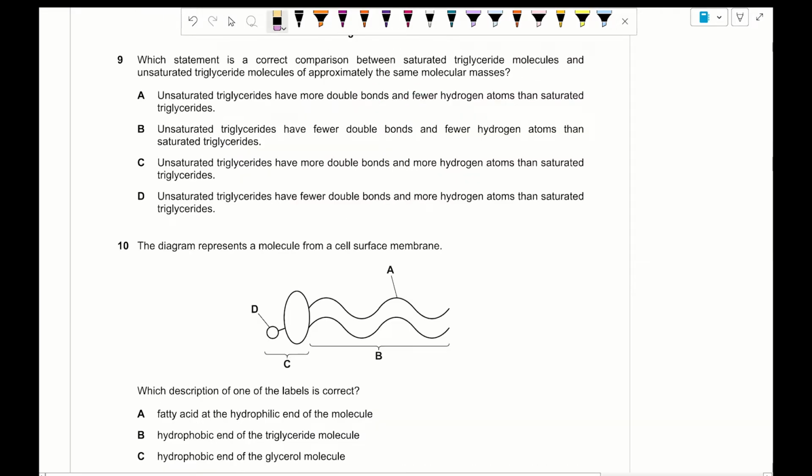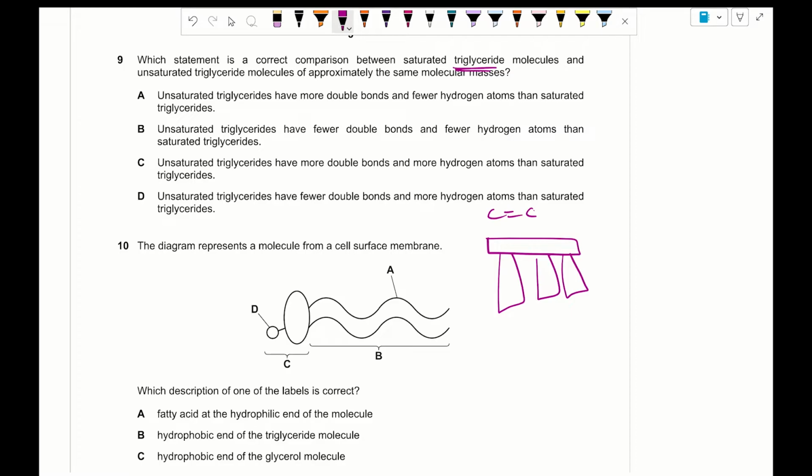Question number 9. Which statement is a correct comparison between saturated triglyceride molecules and unsaturated triglyceride molecules of approximately the same molecular masses? First of all, a triglyceride molecule is a molecule formed by 1 glycerol and 3 fatty acids. Saturated triglyceride does not contain carbon double bonds, and unsaturated contains carbon double bonds. So let's see the suggestions that we have here.